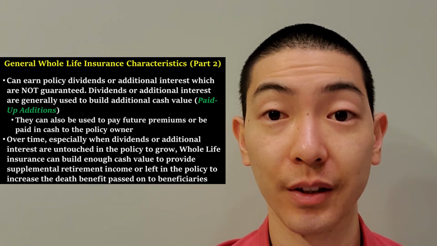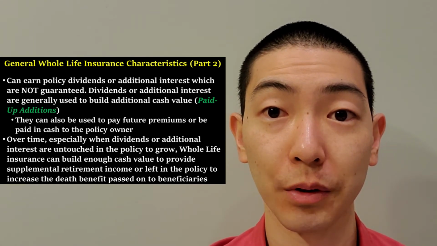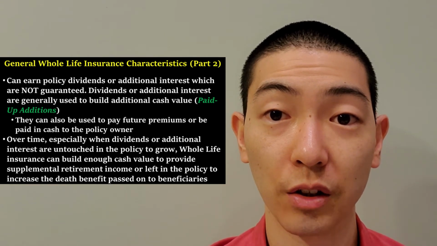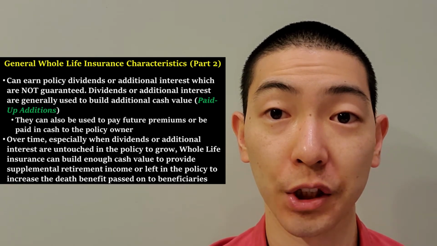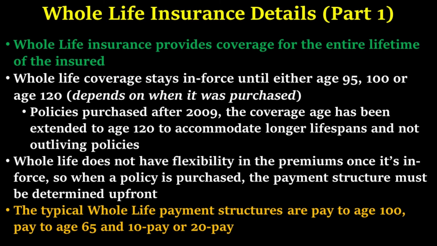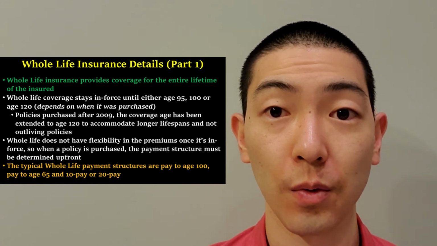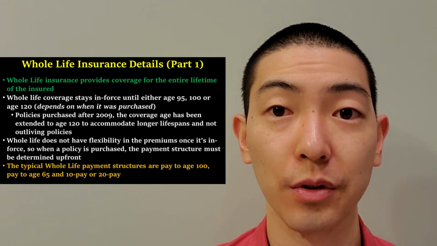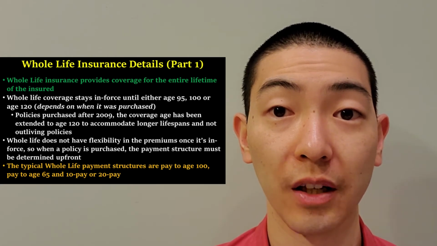Over time, especially when dividends or additional interest are untouched in the policy to grow, whole life insurance can build enough cash value to provide supplemental retirement income, fund education costs for children, or be left in the policy to increase the death benefit passed on to beneficiaries. Whole life insurance provides coverage for the entire lifetime of the insured. Whole life coverage stays in force until either age 95, 100, or age 120, depending on how recently the policy was purchased.